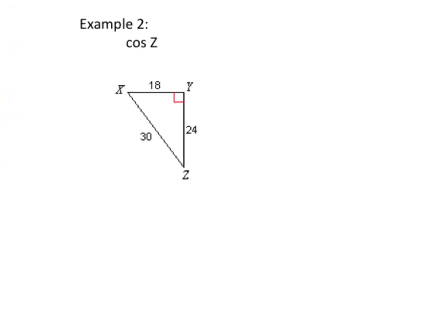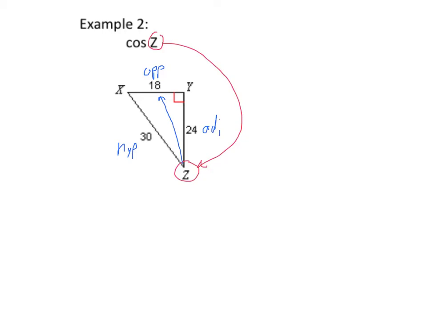Our next one, the biggest clue is they want us to look from angle Z. So that tells us right away that if we're looking from Z, the side opposite it is 18. The hypotenuse in this case is 30. It's the longest side and the side opposite the right angle, and that leaves 24 to be our adjacent.